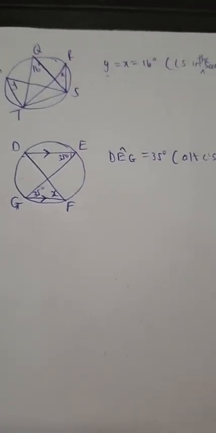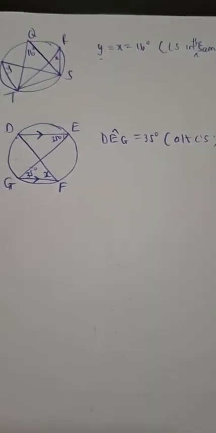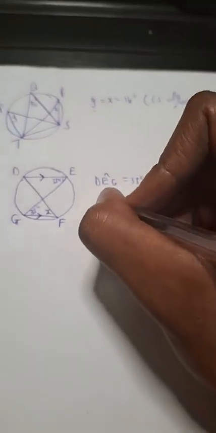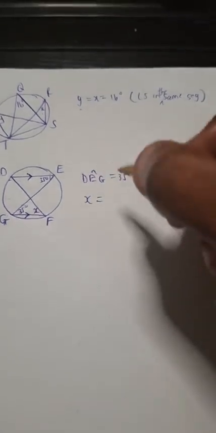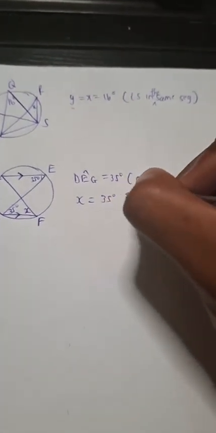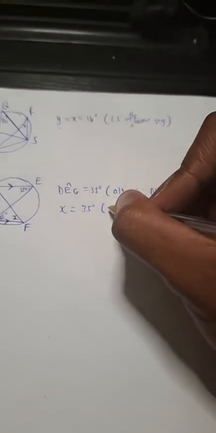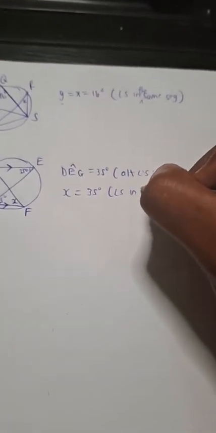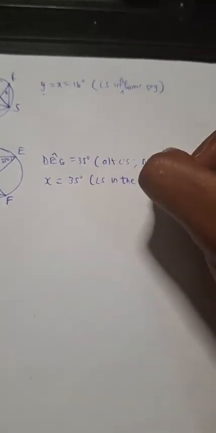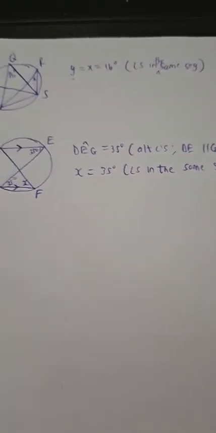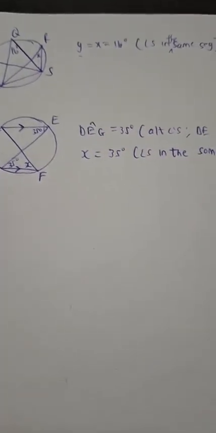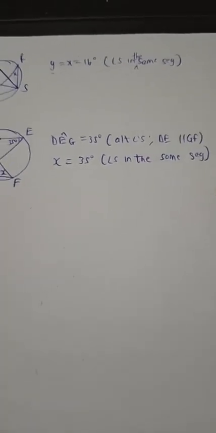So these 2 angles, what about them? What can we say about X? What can we say about X? Okay, X is equal to 35 degrees. And we say, what's the reason? Angles in the same segment. You see, even me, I've learnt my lesson. Angles in the same segment.